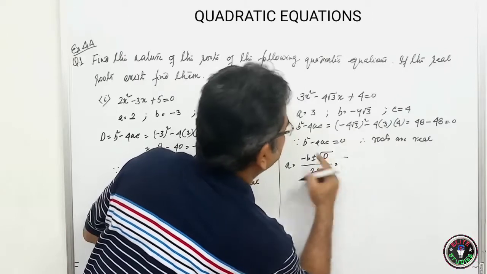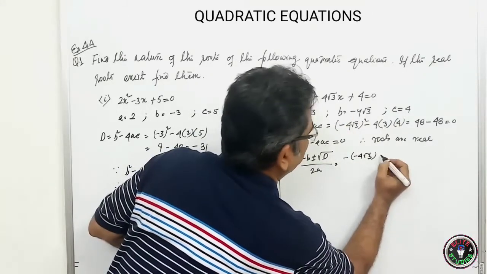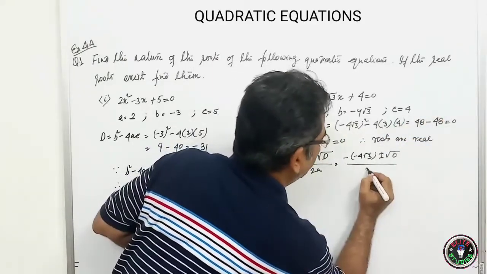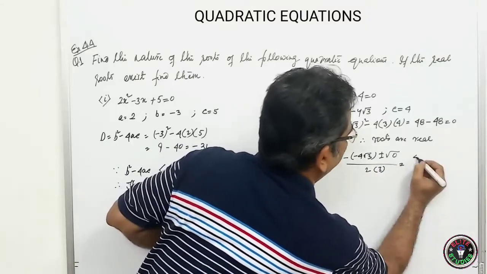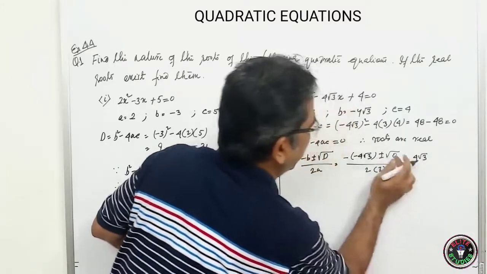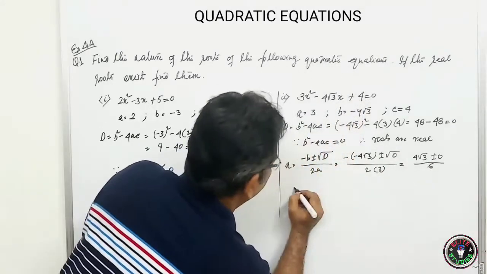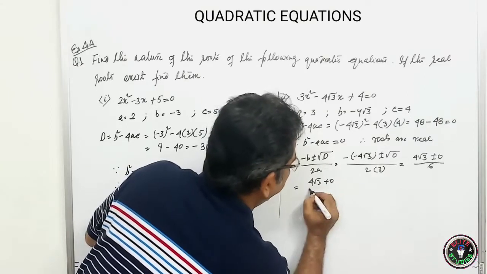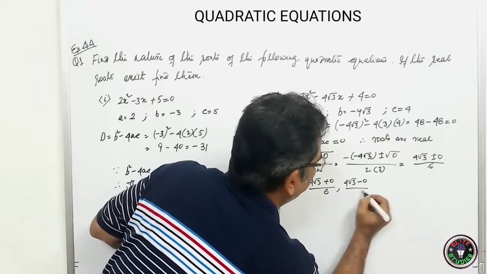Minus b means minus what is b? b is minus 4 root 3, plus minus root over of d, which is 0, by 2a, where a is 3. So it will be equal to minus minus plus 4 root 3 plus minus root over 0, which is 0, by 6. So it will be equal to what? 4 root 3 plus 0 by 6, and 4 root 3 minus 0 by 6.